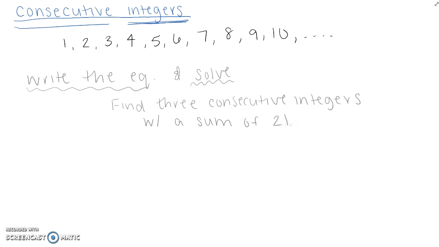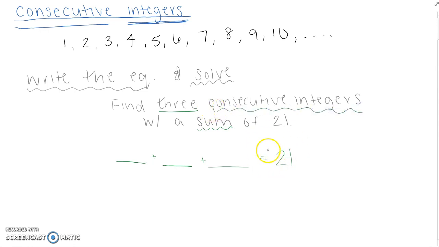So for a problem like this, we just want 3. So we want 1, 2, 3 consecutive integers with a sum. That means we're going to add these 3 things together, and we want it to equal 21. That's how I came up with the basic foundation for my equation. Now I want 3 consecutive numbers. I don't know what this is. I need to write the equation. So we need to generalize it.